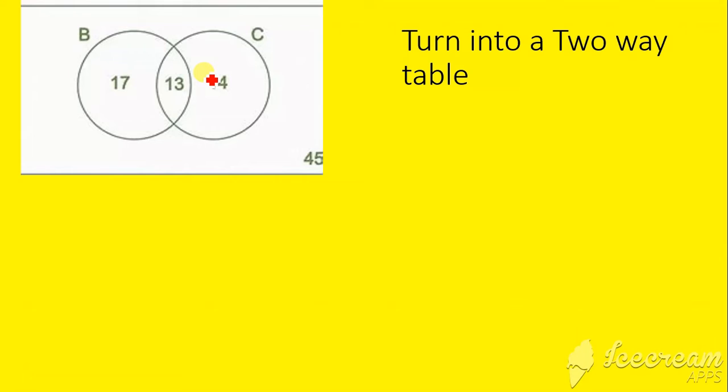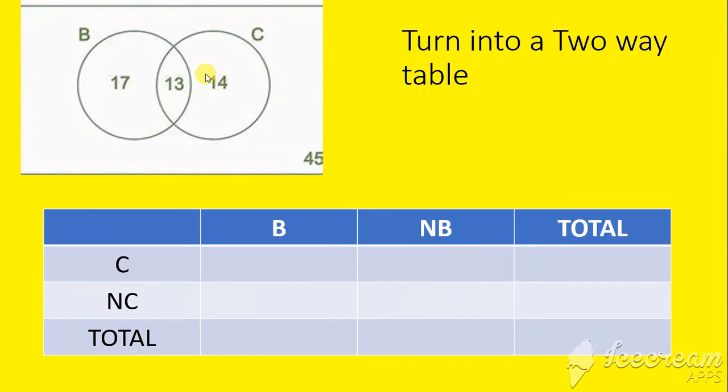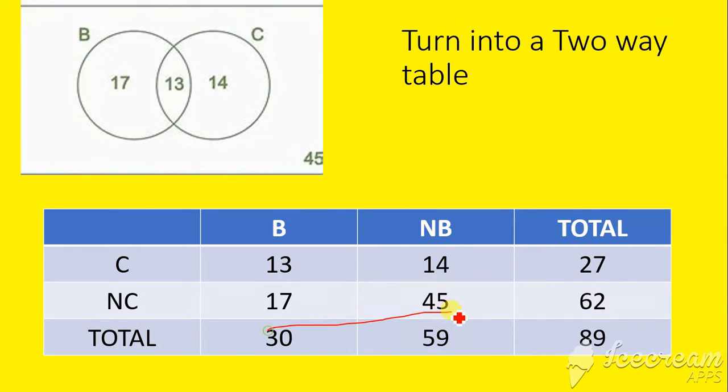Okay. So into a 2-way table. Again, B, not B, C, not C, and you just take them straight out of your diagram, really. So my B and C is my middle bit, which is my 13. Okay. My not B, which is the outside, and C is 14. My not C, which is the outside of the C, but B is my 17 there, the other one's 45, and your total, you just add them all up. Yeah. Always try and make sure that your total on one side adds up to your total on the other side. If this is not true, you messed up.